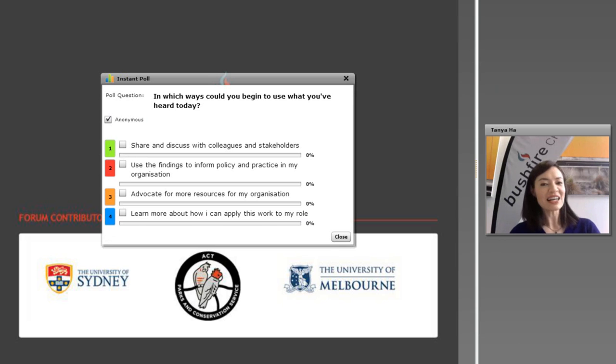So we're asking you to give us your general feedback rather than making formal commitments. Just let us know, and you can answer more than one choice in this poll. In which ways could you begin to use what you've heard today? 1, share and discuss this with colleagues and stakeholders. 2, use the findings to inform policy and practice in my organisation. 3, advocate for more resources such as funding for your organisation. And 4, learn more about how I can apply this work to my role.